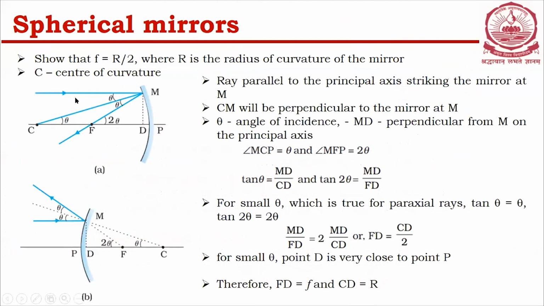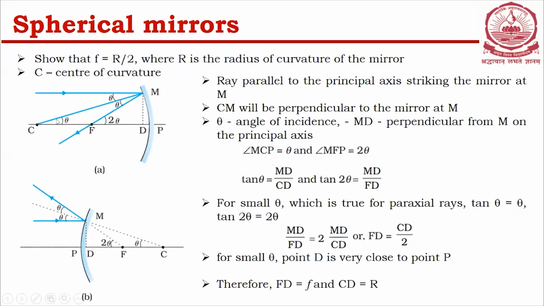You just see this ray, and this CM is nothing but, C is the center of curvature, and the line joining C and M is exactly perpendicular at this point M on the mirror. Okay, and this theta is the angle of incidence of this incident ray, and it obeys again the law of reflection. The reflected angle is also theta. And here this MD is the perpendicular distance from M on the principal axis. This is the actual perpendicular we have drawn.